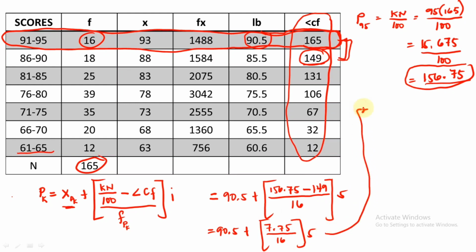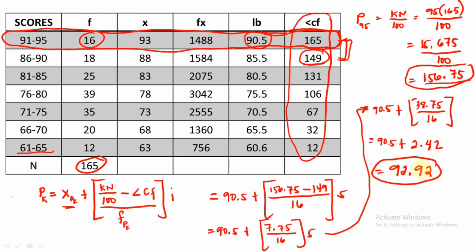Then i-continue natin dito. So 90.5 plus 7.75 times 5, that is equivalent to 38.75 over 16 equals 90.5 plus 38.75, divide mo yan sa 16, that is equivalent to 2.42. Then i-add natin yan sila. The result is 92.92.